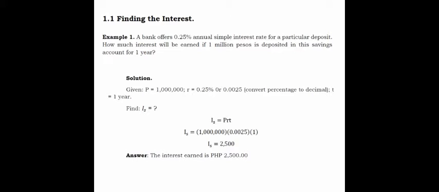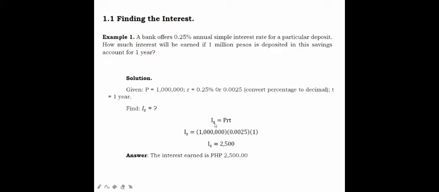And also the 0.25% for the rate, that is 0.0025 if you're going to convert it into decimal form. And the time is equivalent to 1 year. So let us find the simple interest.